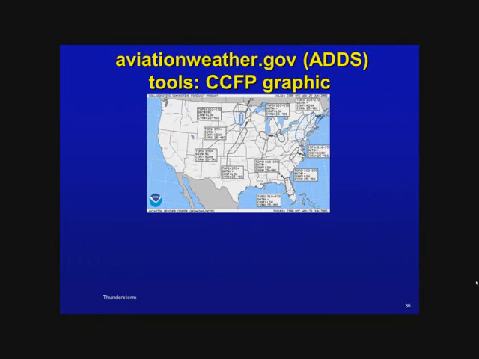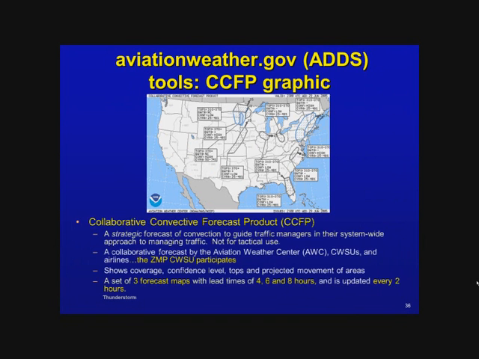Also available on the aviationweather.gov site is the CCFP. It's short for Collaborative Convective Forecast Product. It's a strategic forecast of convection used to guide traffic managers in their system-wide approach to managing traffic. It's not intended for tactical use. It's a collaborative forecast that is put out by the Aviation Weather Center, CWSUs, and the airlines, and we do participate in this. It shows coverage, confidence level, tops, and projected movement of areas. It basically consists of three forecast maps with lead times out to 4, 6, and 8 hours, and is updated every 2 hours.